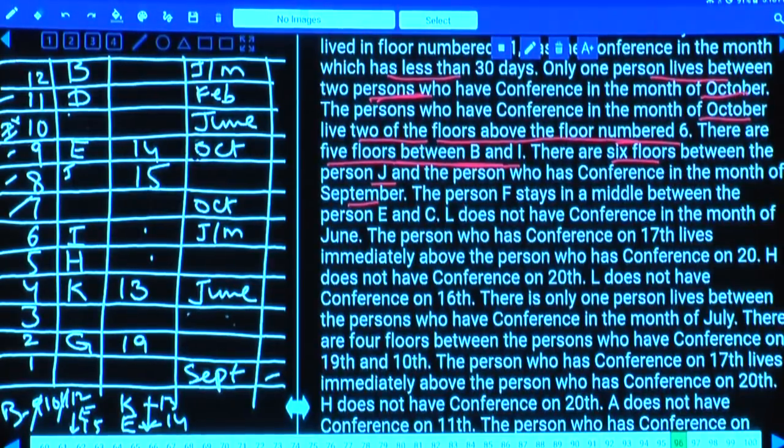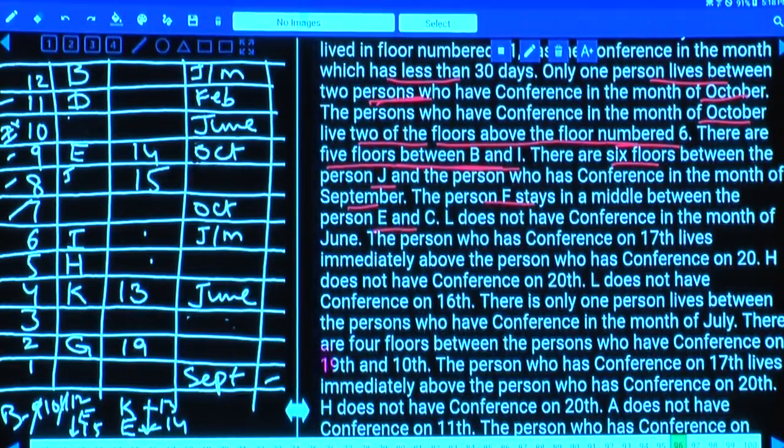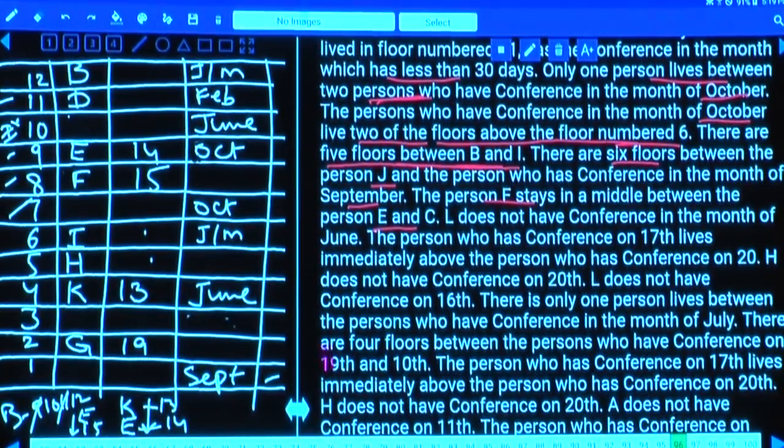If J is on the 10th floor or on the first floor, and 1, 2, 3, 4, 5, 6, fine. 1 and 8 is the thing left over. The person F stays in the middle between E and C. As F is between E and C, then E is here, then F is between E and C.